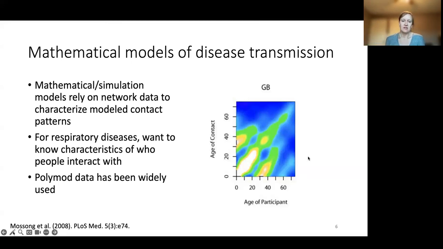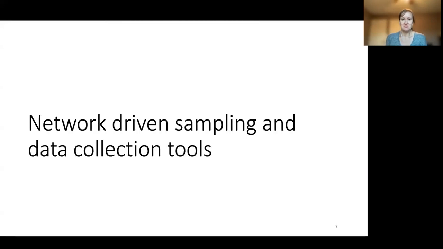And I think that this data has been very widely used, particularly as we've experienced COVID over the past couple years. And so next I'll move on to talking a little bit about network-driven sampling. So how can we use a network to come up with our sample? And then a little bit about some data collection tools. So I want to collect data about a network. How do I do that?